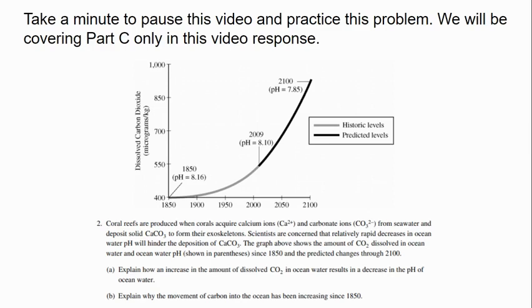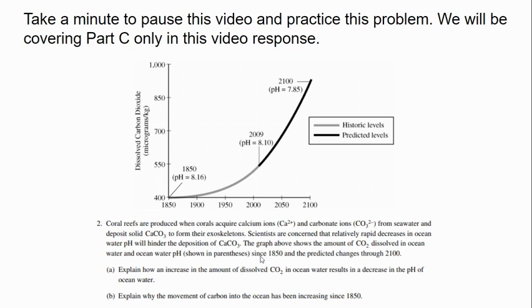So this says, coral reefs are produced when corals acquire calcium ion Ca2+ and carbonate ion CO3 2- from seawater and deposit solid CaCO3 to form their exoskeletons. Scientists are concerned that relatively rapid decreases in ocean water pH will hinder the deposition of CaCO3, calcium carbonate. The graph above shows the amount of carbon dioxide dissolved in the ocean water, and ocean water pH shown in parentheses, since 1850, and the predicted changes through 2100.